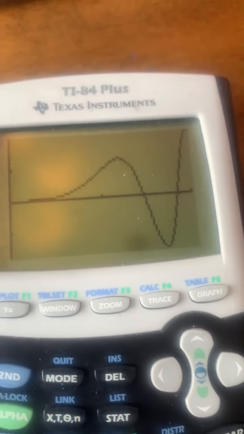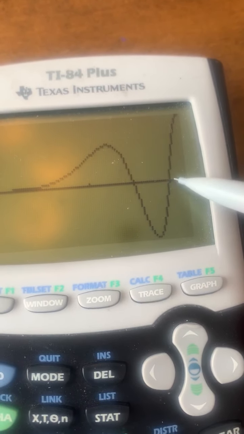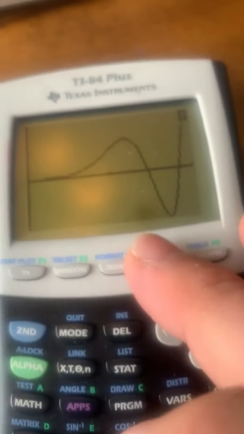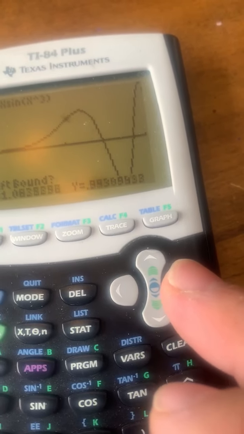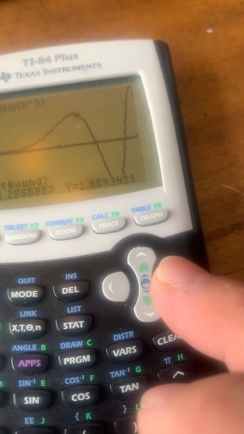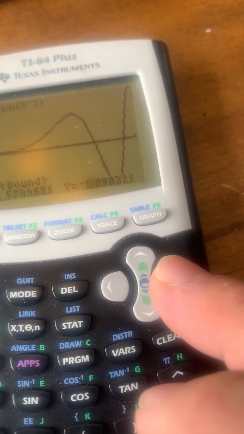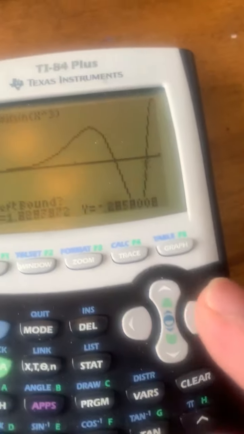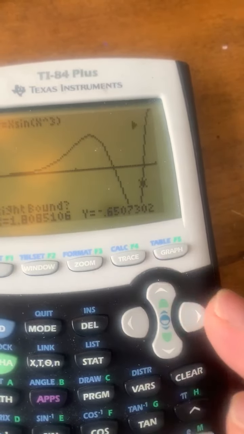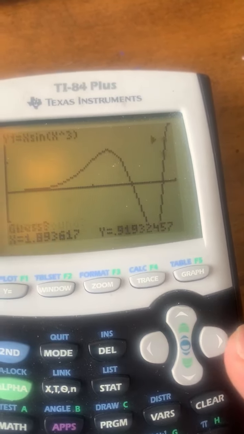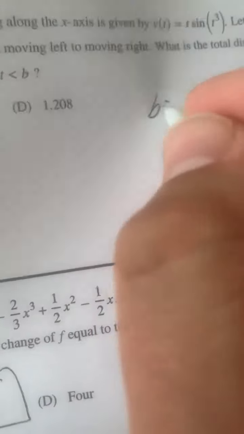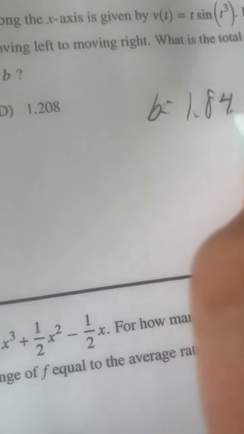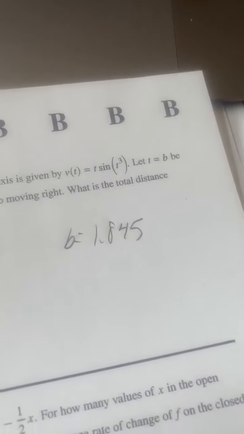All right, so I'm looking for the place where we go from negative to positive, so I'm looking for that place right there. So I'm going to hit second, calculate, zero, and then I'm going to bound it. So I'm going to go right over here. I'm going to hit enter, and then I'm going to move over here. I'm going to hit enter. I'm going to hit enter again. So b equals that 1.845 value. And then it says, what is the total distance traveled?